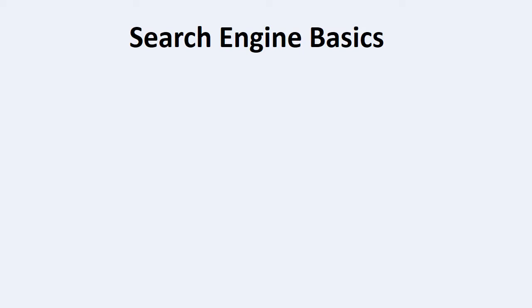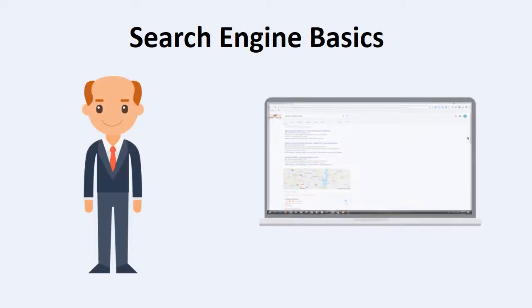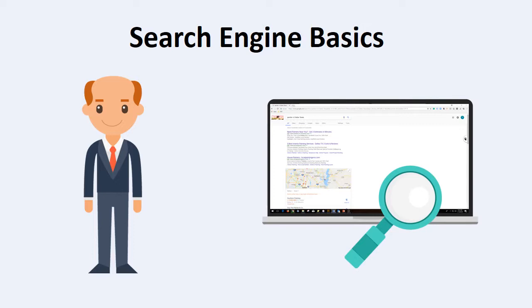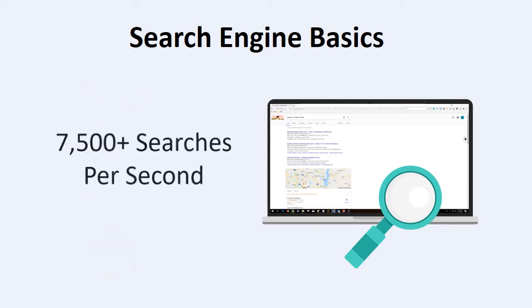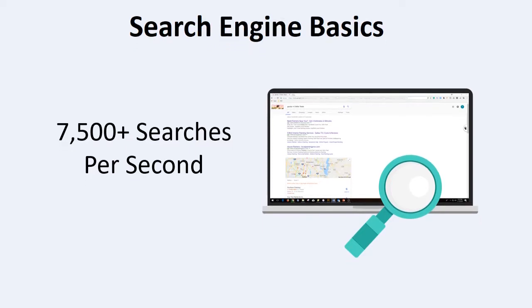The primary purpose of search engines is to provide users with the most valuable and relevant information for each search they make. With more than 7,500 searches per second, search engines need to make sure to provide the fastest and most reliable information to users. To start off with some basics, let's look at an overview of the layout for the Google search engine.